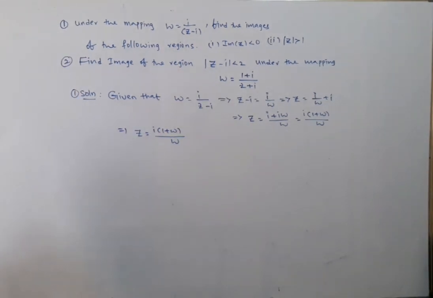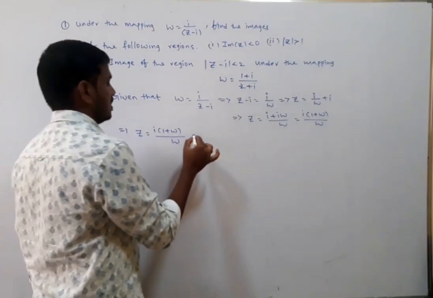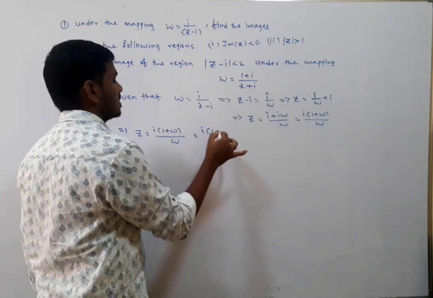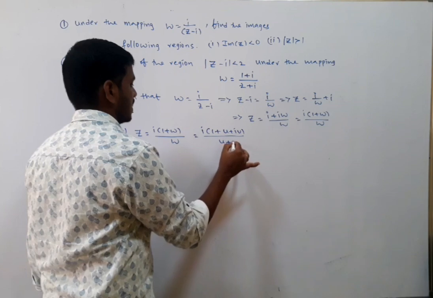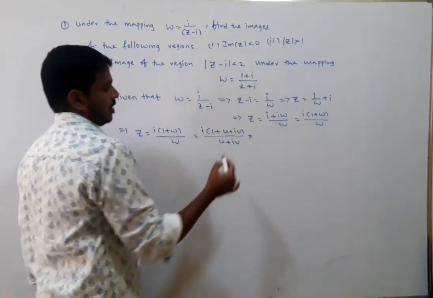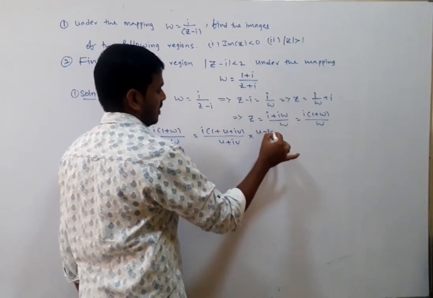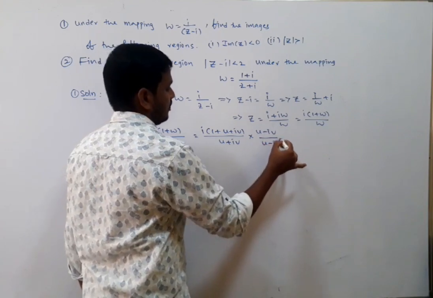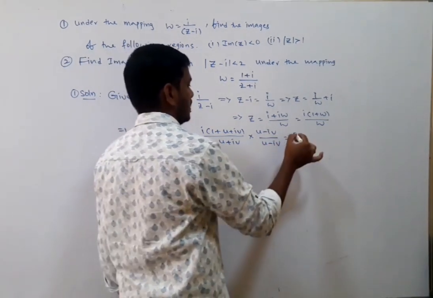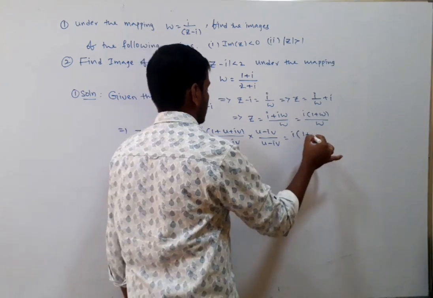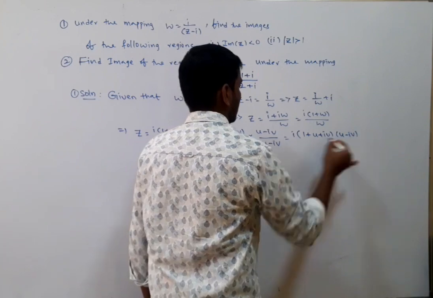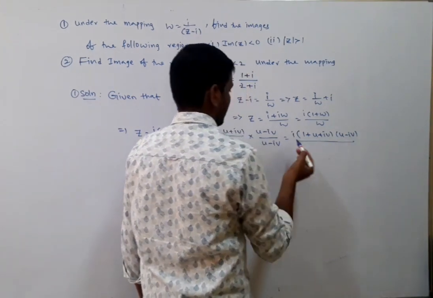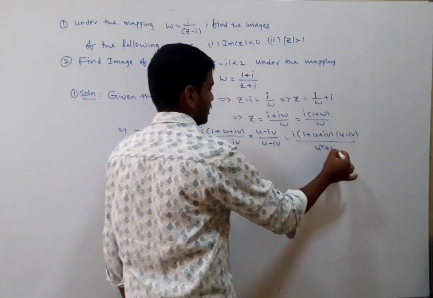But you know that W is equal to u plus iv. This can be written as i into 1 plus u plus iv divided by u plus iv. So you take the conjugate of u plus iv, that is u minus iv, which gives i into 1 plus u plus iv into u minus iv divided by u plus iv into u minus iv, that is u square plus v square.